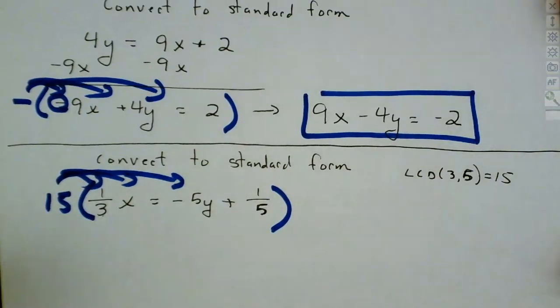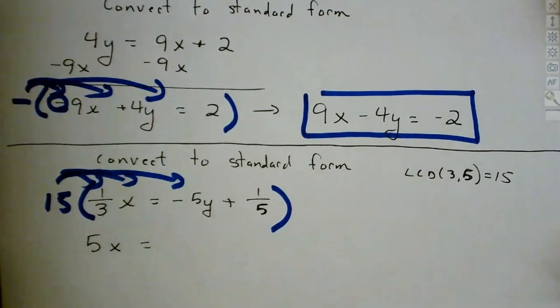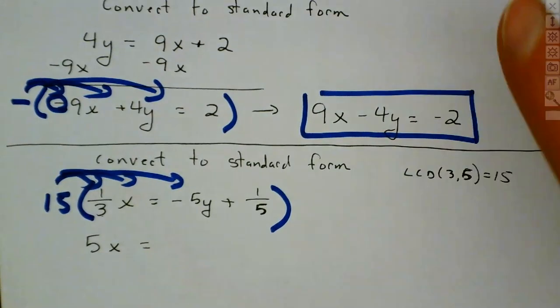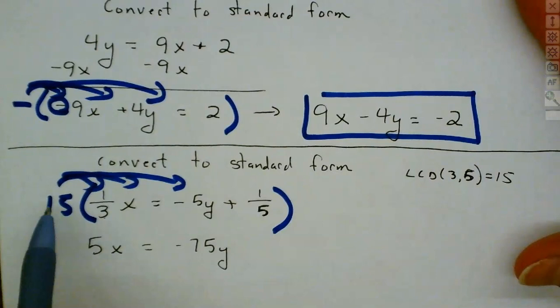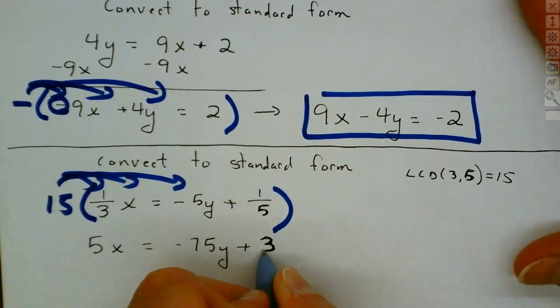And so 15 divided by 3 is 5. So that gives you a 5x. 15 times 5, we'll need a calculator here, but I believe that's 75. Yep. Remember the sign, it's going to be a minus 75y. And then 15 divided by 5, that makes it a positive 3.